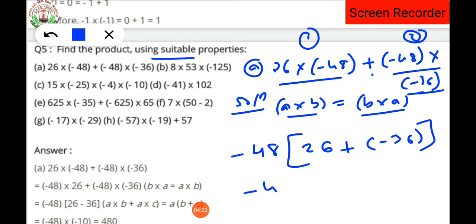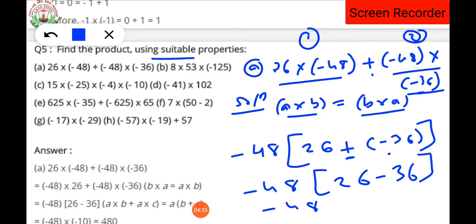Okay, now minus 48, open the bracket, plus and minus will be minus. So inside the bracket it will be 26 minus 36. Clear? Now when it is subtracted, 26 minus 36 will become minus 10. Why is it minus 10? Because among 26 and 36, which number is greater? 36 is greater. So whichever number is greater, that sign comes in the answer. Now multiplying minus 48 into minus 10, since the bracket means into, minus 48 will be multiplied with minus 10.